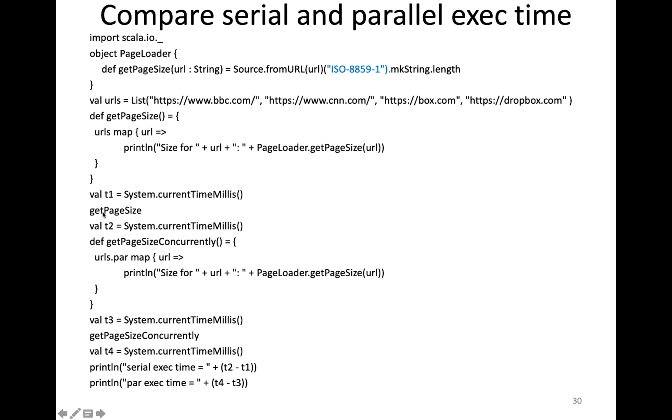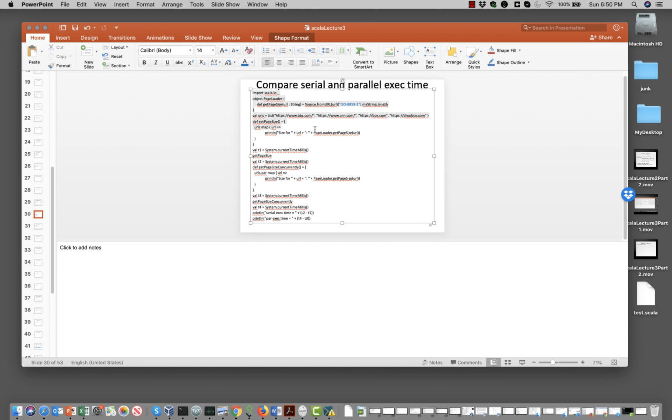So here things are happening serially, right? Get page size here, and things are happening serially. There is no .par. And in the next case, T3 to T4, in between, getPageSizeConcurrently, where this is the parallel collection we are working with. So that's why things will be happening parallelly. So now let's see, can we run this code, and let's see how much time we'll be saving in downloading these 4 web pages and computing their sizes.